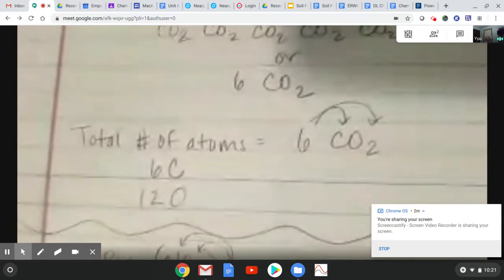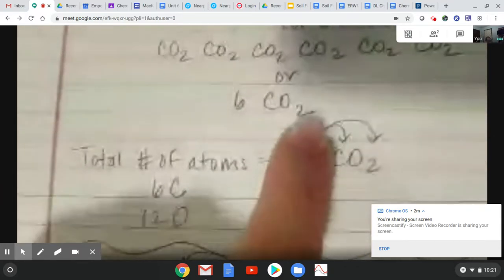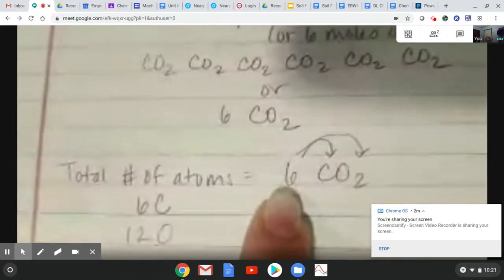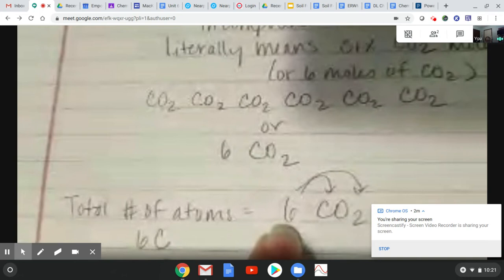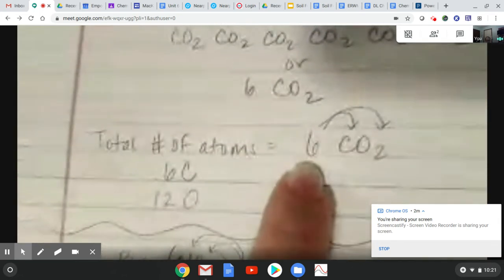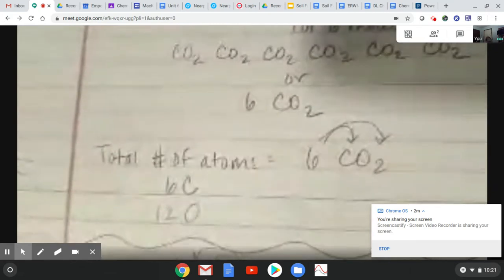So the way to figure out your total number of atoms is you distribute. So we're going to distribute 6 to CO2, or 6 to carbon, gives me 6 carbons, and then 6 to the oxygen, and it's going to give me 12 oxygens.